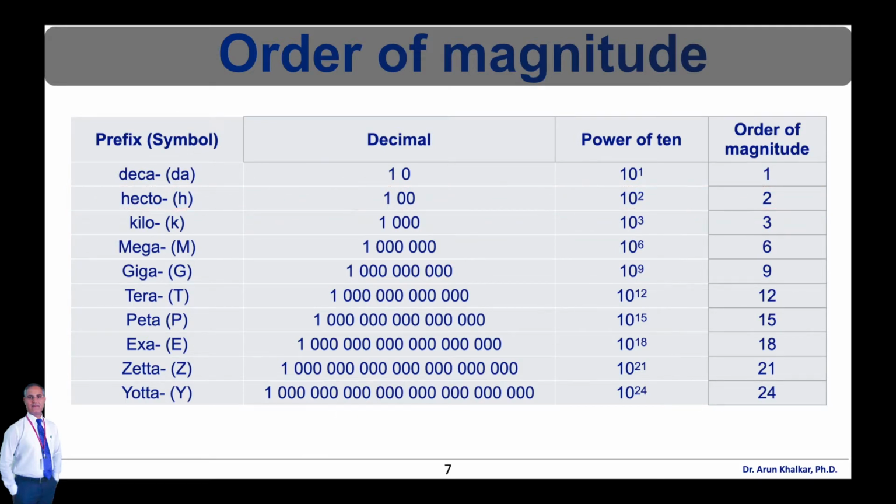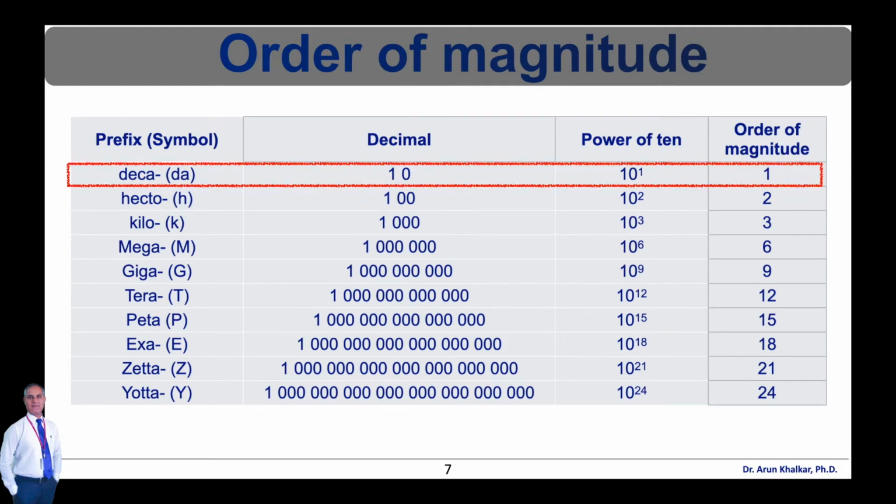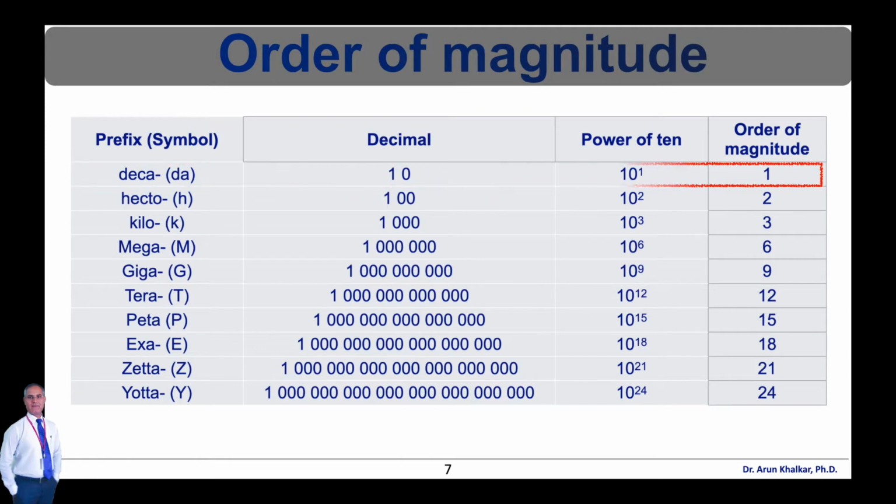And the last one is power of 10, 10 raised to 1, that is nothing but the decimal 10, order of magnitude is 1, and the corresponding prefix for it is deca, which is written as small d, small a, da. So this is all about the order of magnitude for the higher scale and for the lower scales.